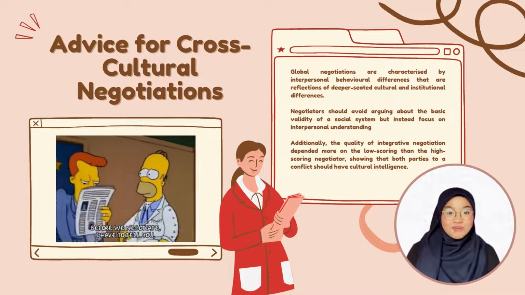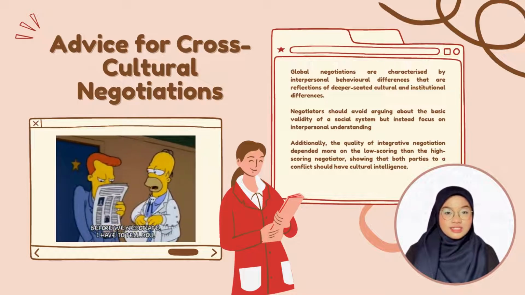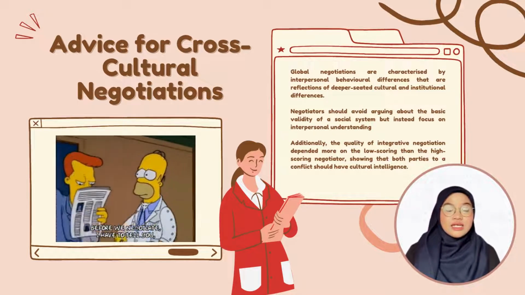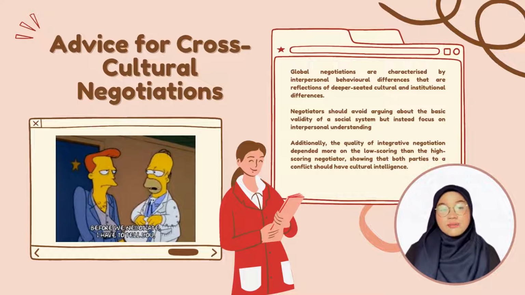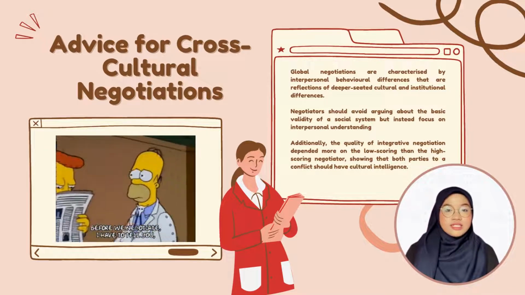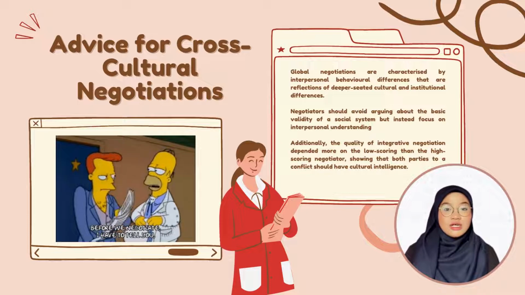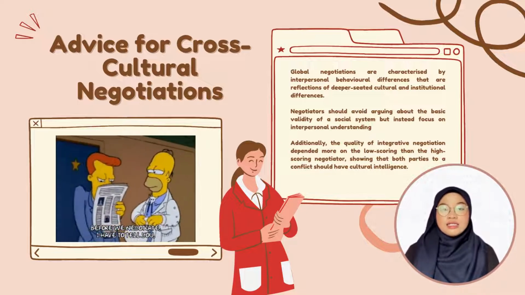First of all, global negotiations are characterized by interpersonal behavioral differences that are reflections of deeper-seated cultural and institutional differences. In negotiations, negotiators should avoid arguing about the basic validity of a social system but instead focus on interpersonal understanding. Additionally, the quality of integrative negotiation depended more on the low-scoring than the high-scoring negotiator, showing that both parties to a conflict should have cultural intelligence.